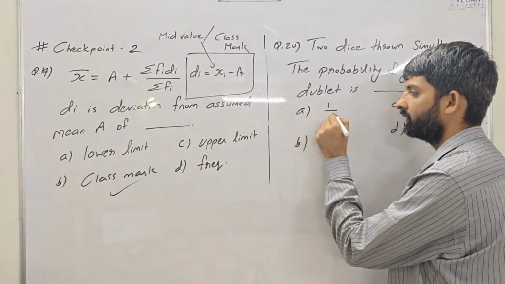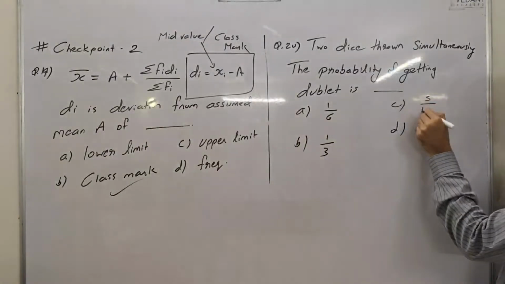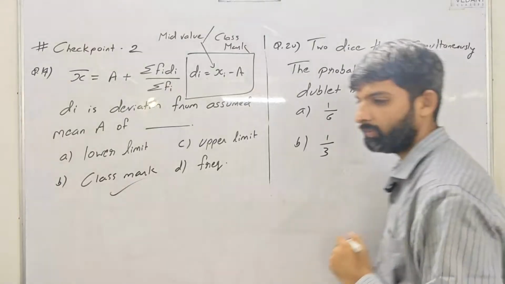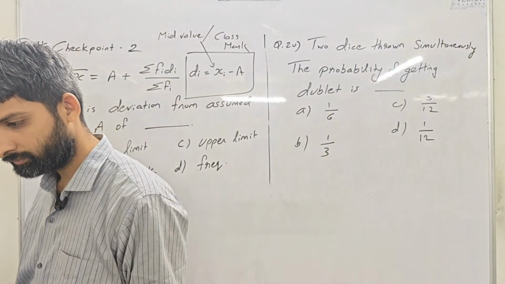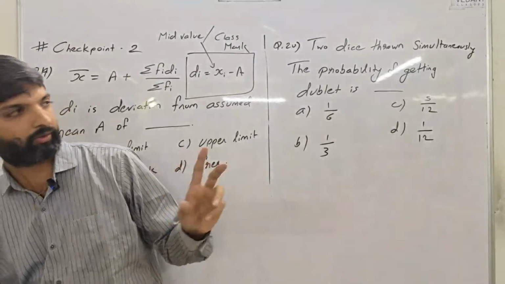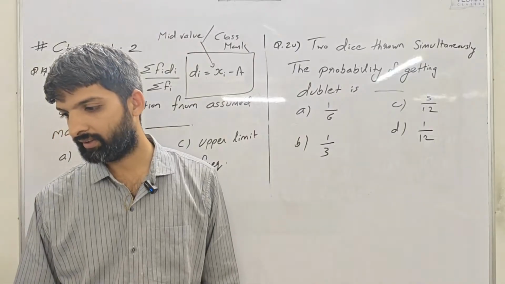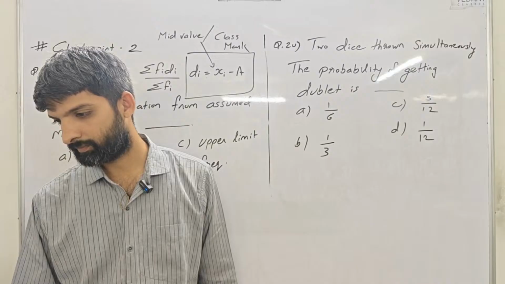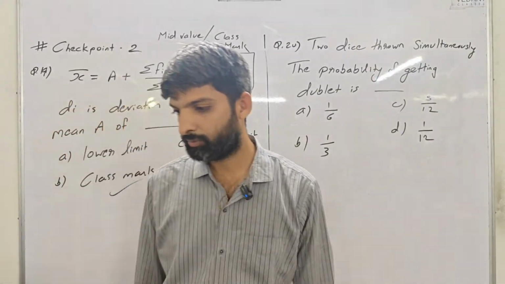1 by 6, 1 by 3, 5 by 12, and 1 by 12. Probability of getting a doublet. Doublet means both dice having the same value. That is doublet. Now it will be easy to solve.